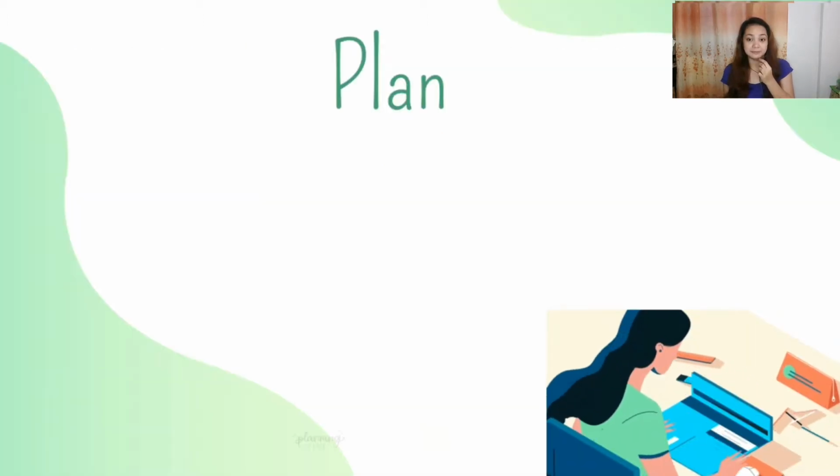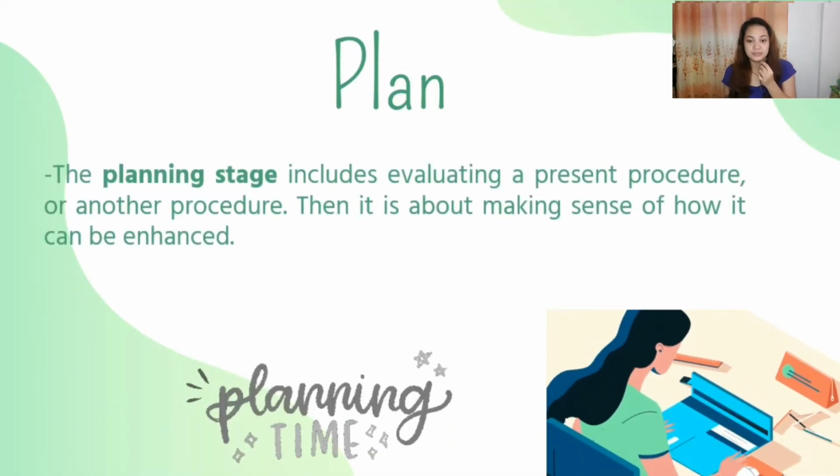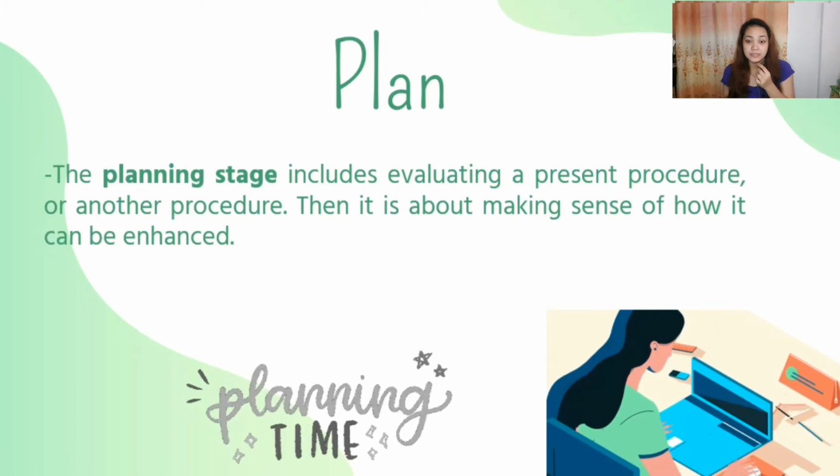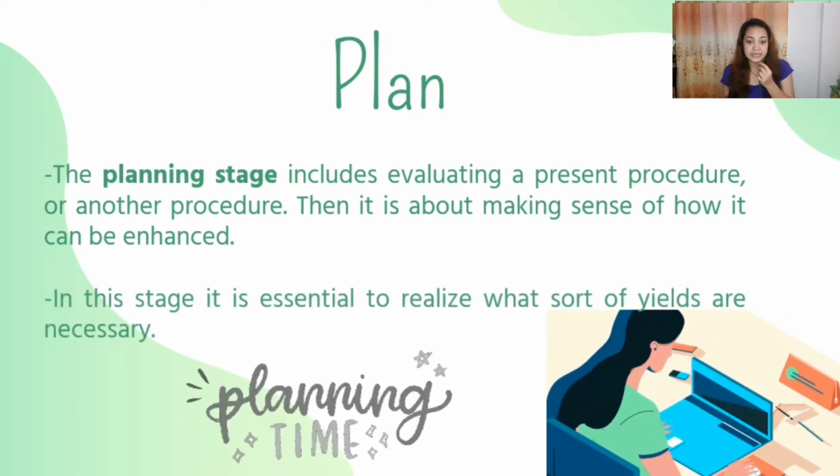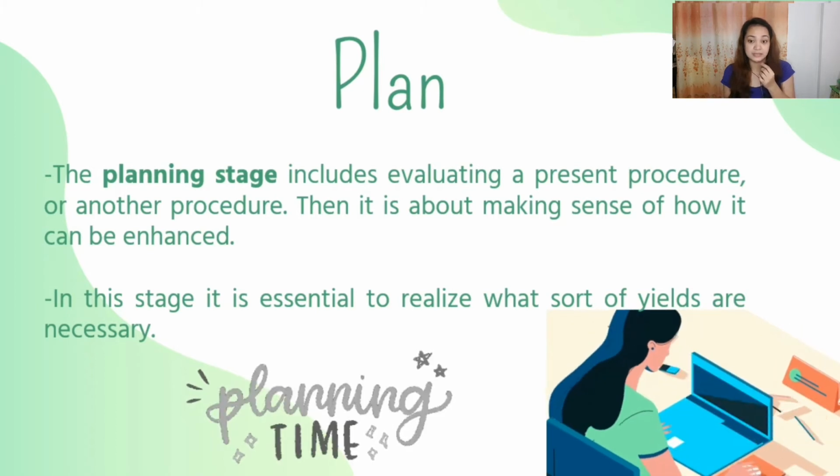P for plan. The planning stage includes evaluating a present procedure or another procedure. Then, it is about making sense of how it can be enhanced. In this stage, it is essential to realize what sort of data is necessary. Further plans are built up to settle the procedure, and usually it is simpler to design little changes during this period of planning. With this, the goal can be effortlessly monitored, and the outcome itself becomes more predictable this way.